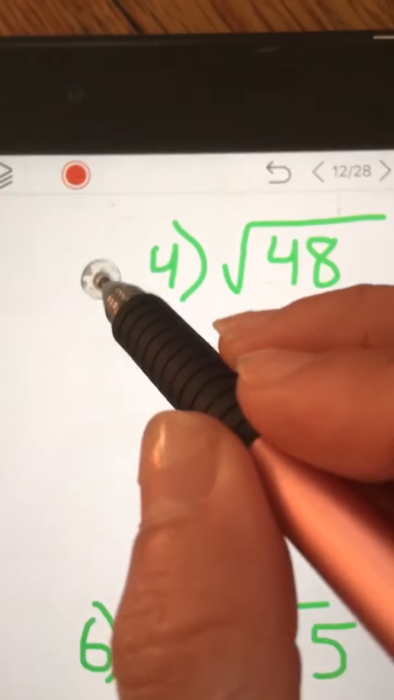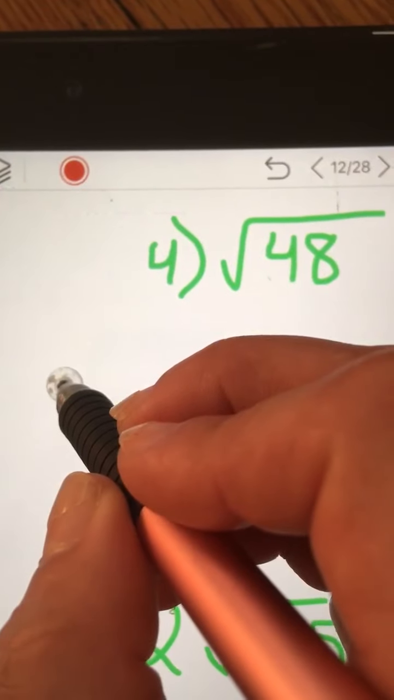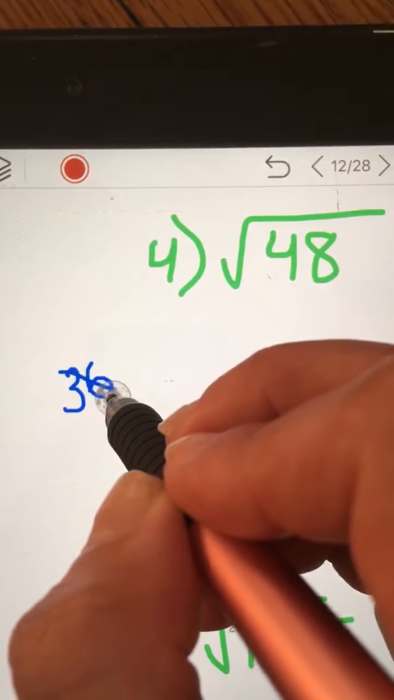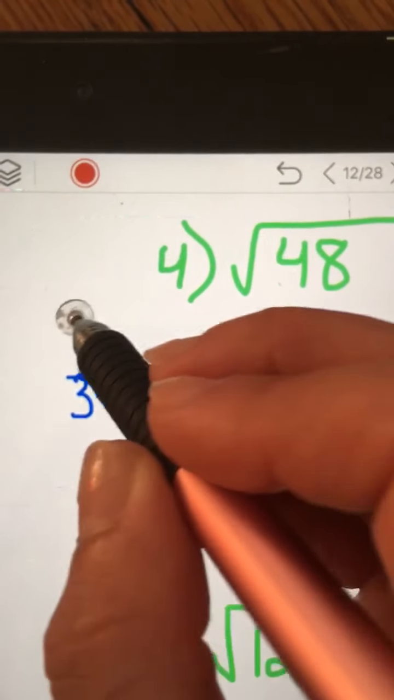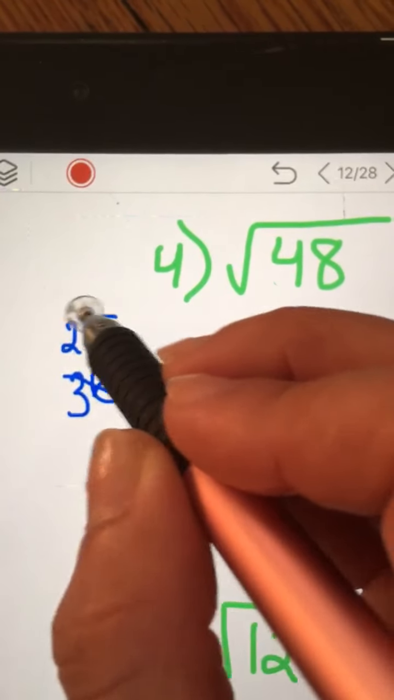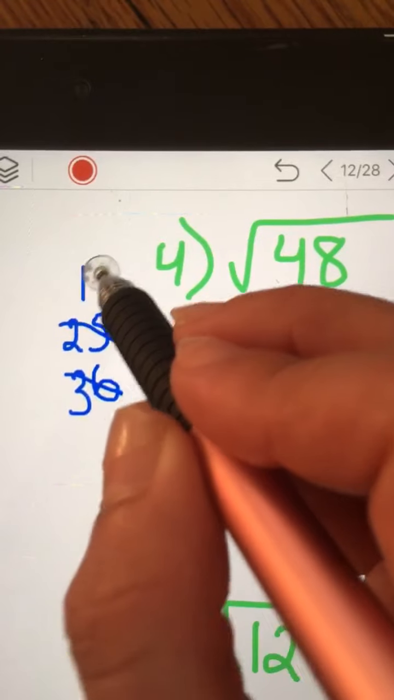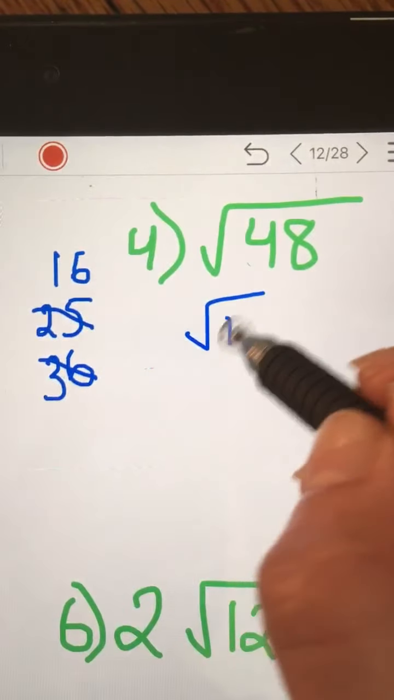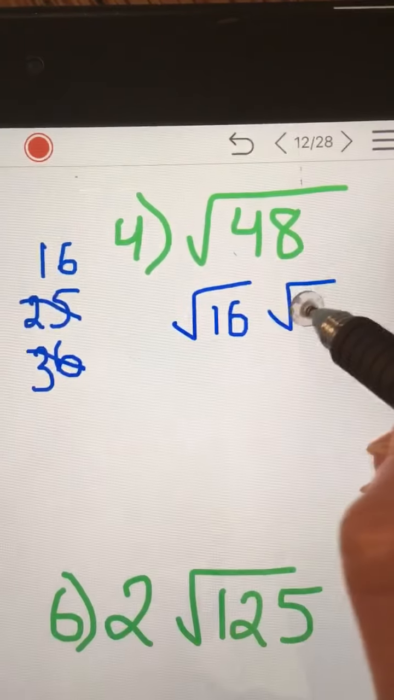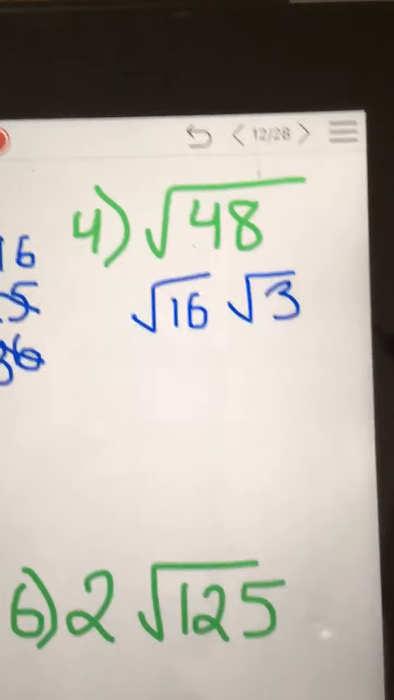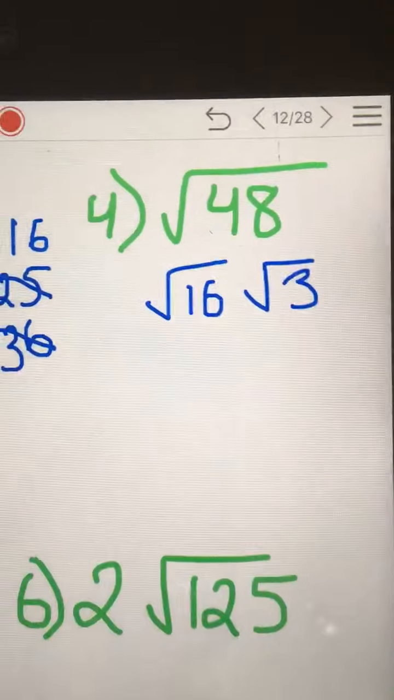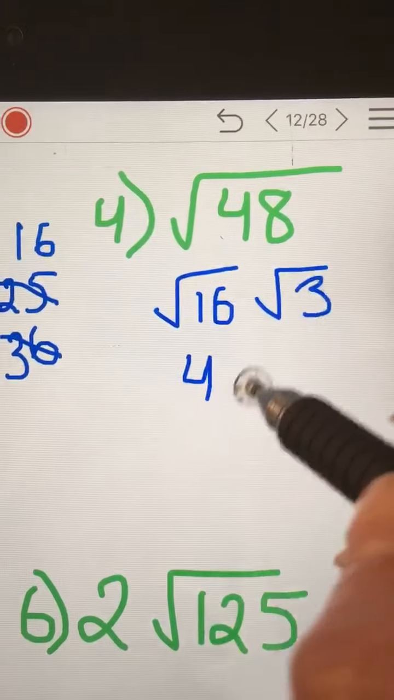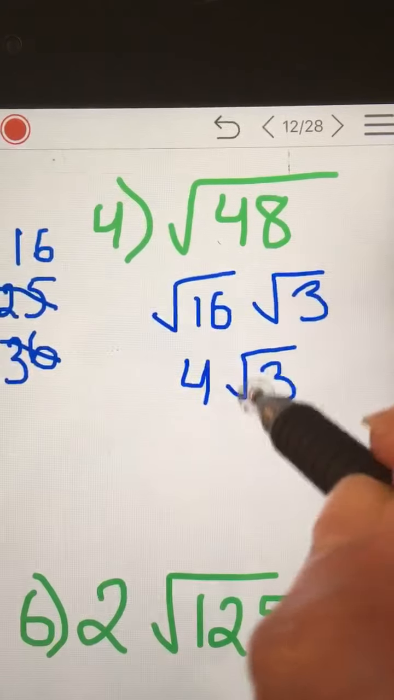Alright, for 48, we would start with the closest one, which would be 36, which we can't divide it by. Next, before that would be 25, we can't divide it. Before that one would be 16, and 48 is actually 16 times 3. That's one that I was always forgetting until I realized I was always forgetting it. Now I always remember it. The square root of 16 is 4. Take away the radical and then leave square root of 3.